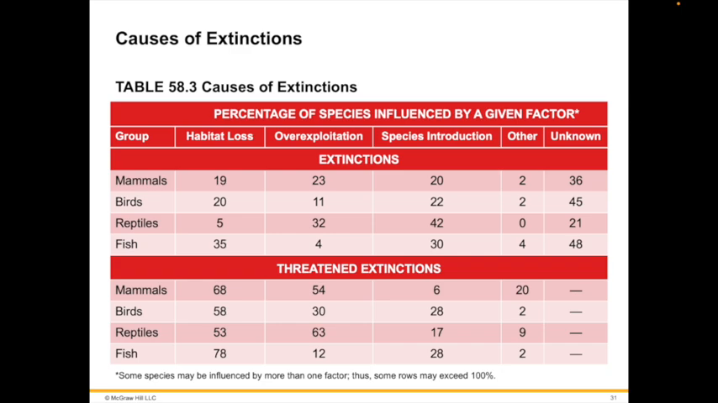So here in table 58.3, we have the group of animal, percent of species influenced by a given factor. And note, some species may be influenced by more than one factor, thus some rows may exceed 100%. So you have habitat loss, overexploitation, species introduction, and other, and even unknown.